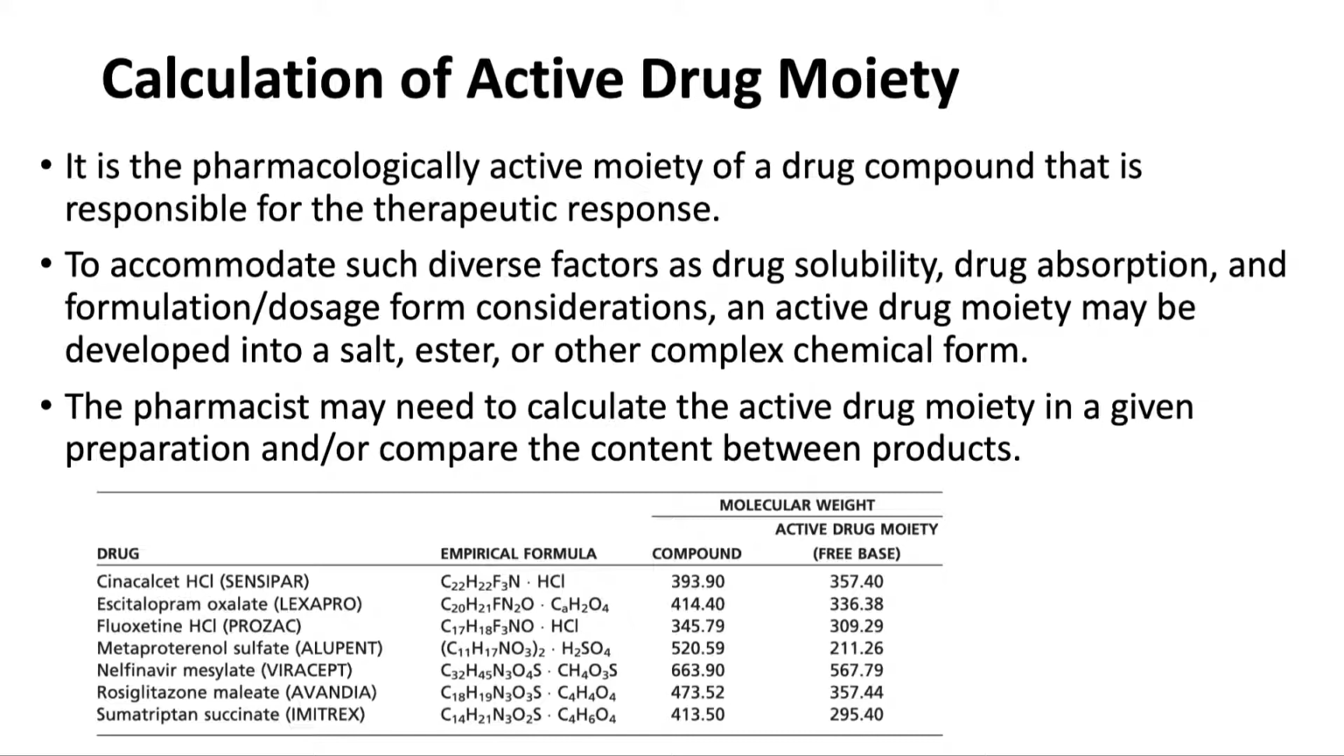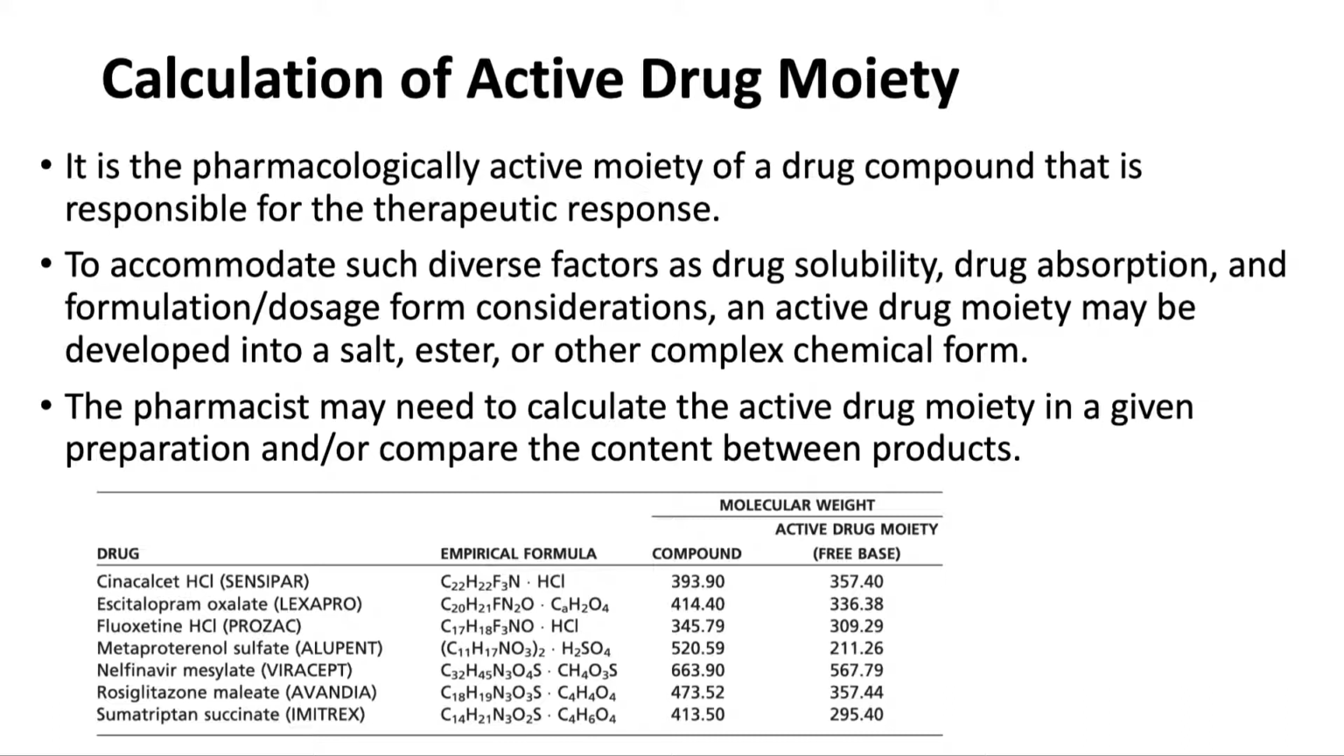But if we're not provided that actual moiety weight, then we need to be able to go from the compound down to just the moiety, or sometimes we have to go the other way. Even if we know what the active drug moiety is, we may not know the weight of the compound to actually dose to give that amount of moiety. So you have to go back and forth.